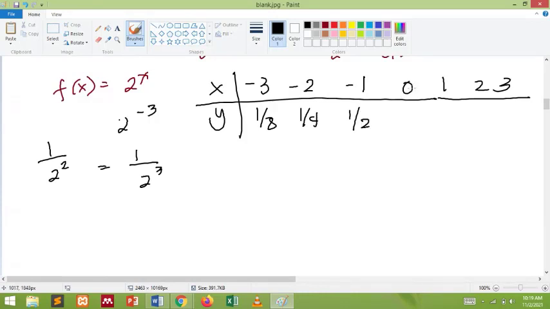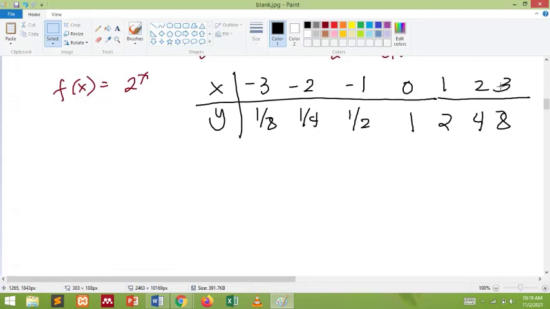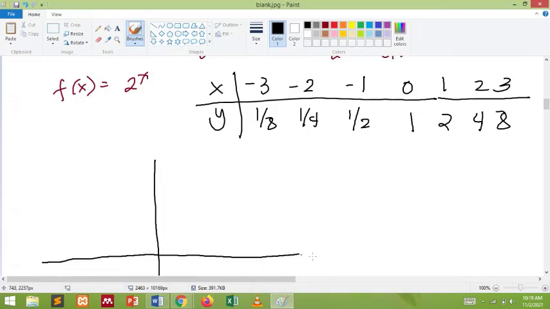Any number raised to the power of 0 is 1. And then 2 to the power of 1 is just 2. 2 to the power of 2 is 4. 2 to the power of 3 is 8. Now, that we have this table of values, we can now simply plot the coordinates. So, maggawa tayo dito ng Cartesian Plane, no? And then we have, this is your x, this is your y, okay? Then we have -1, -2, -3, 1, 2, 3, 1, 2, 3, 4, 5, 6, 7, 8. Okay, sorry, lampas.